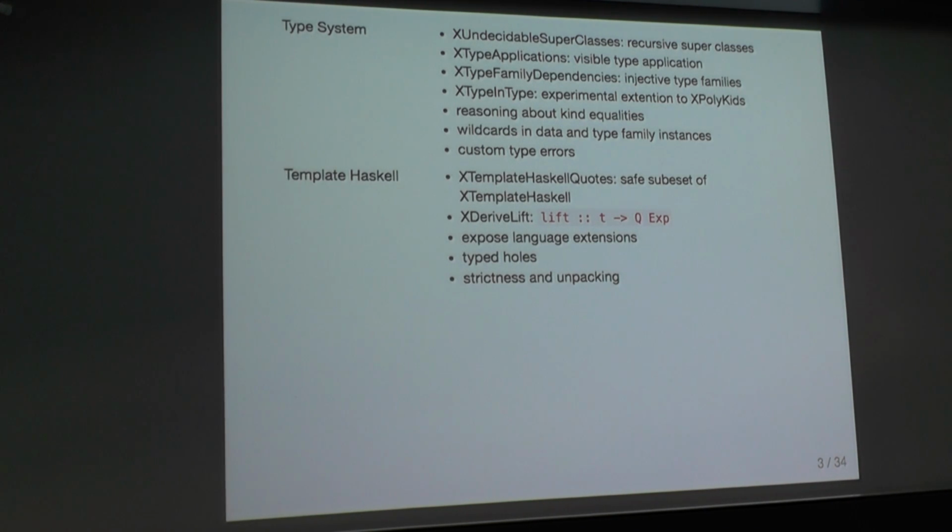Template Haskell. A lot of good stuff there as well, which I'll not be able to cover in this talk. Template Haskell Quotes is basically a safe subset of Template Haskell. Template Haskell allows you to quote things and to splice them. Quote means moving from the concrete Haskell syntax into the AST representation, in a data type available in Template Haskell that gives you information about the values and the types. Now splicing is the way back.